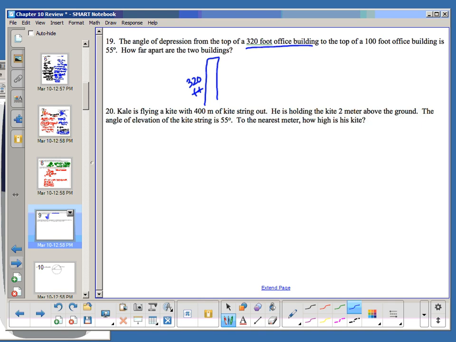So remember, for the angle of depression, I need to draw a horizon to the top of a 100-foot office building. So somewhere over here, we have an office building that's 100 feet. And the angle going to the top of it is 55. So that's the angle of depression. They want to know how far apart are the two buildings. So they really want us to find this distance right here.